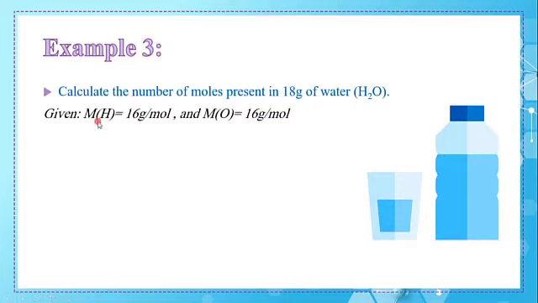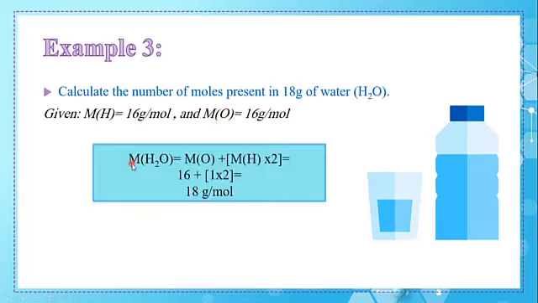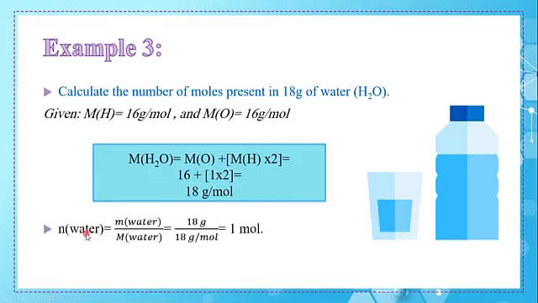You are given the molar mass of hydrogen as well as the molar mass of oxygen, so you can calculate the molar mass of the H2O molecule, which is equal to the molar mass of oxygen plus the molar mass of hydrogen multiplied by 2. As calculated previously, it's 18 grams per mole. Now you are asked about the number of moles. You already have the mass of water as well as the molar mass of the water molecule, so substitute in this relation: number of moles of water is equal to the mass of water over the molar mass. It's equal to 18 grams over 18 grams per mole. The answer is 1 mole.